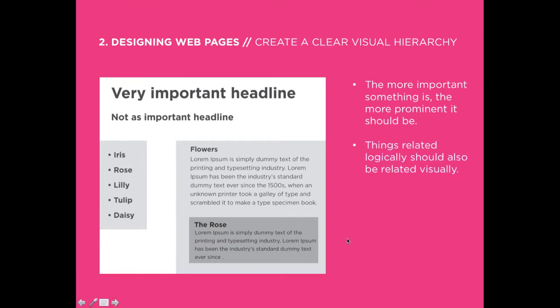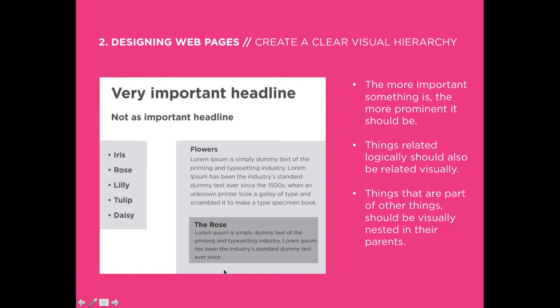Things related logically should also be related visually. So if iris, rose, lily, tulip, and daisy are all flowers, then it is logical to make them related visually, in other words, to write them with the same typeface, same font size, perhaps same color, and put them in the same location.